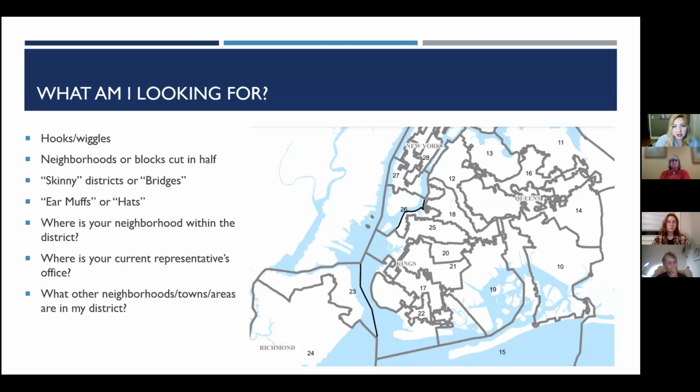I have the map of part of New York City here, and the bottom left of the map, you can see Richmond County, AKA Staten Island. And doesn't it look like Staten Island is wearing a hat? That's not really great for district lines.